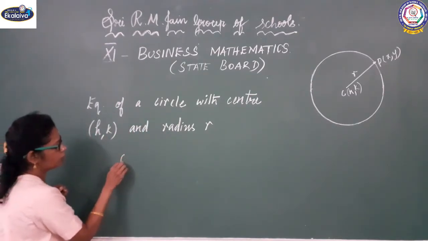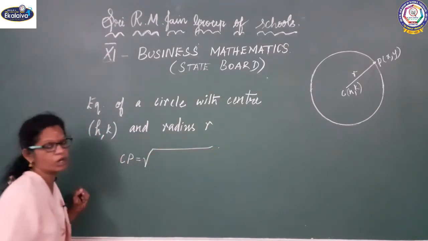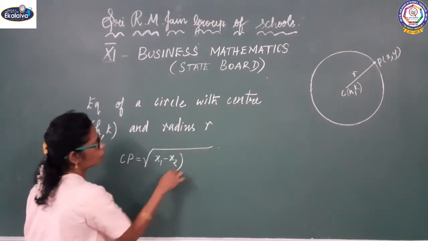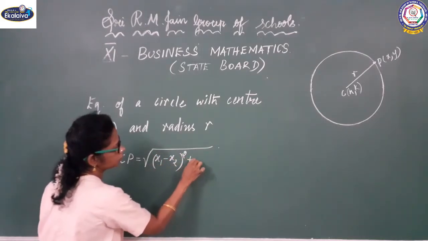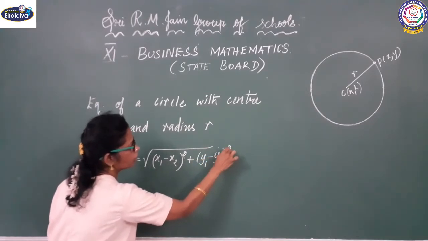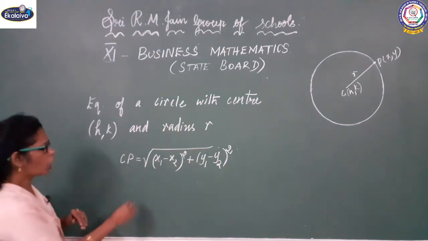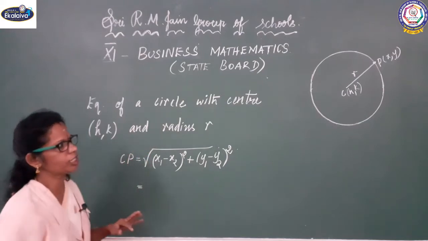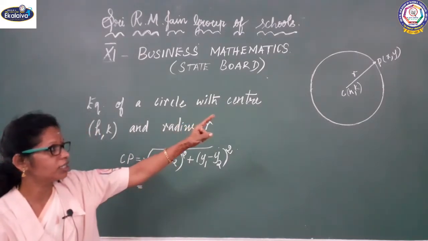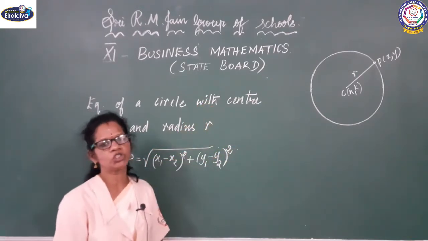CP, the distance, is equal to the square root of, distance formula, x1 minus x2 the whole square plus y1 minus y2 the whole square. This one you have read already, right? Just a recall. Now you consider any one as x1, y1 and x2, y2. Here I am going to consider x1, y1 as x, y, and x2, y2 as h comma k.